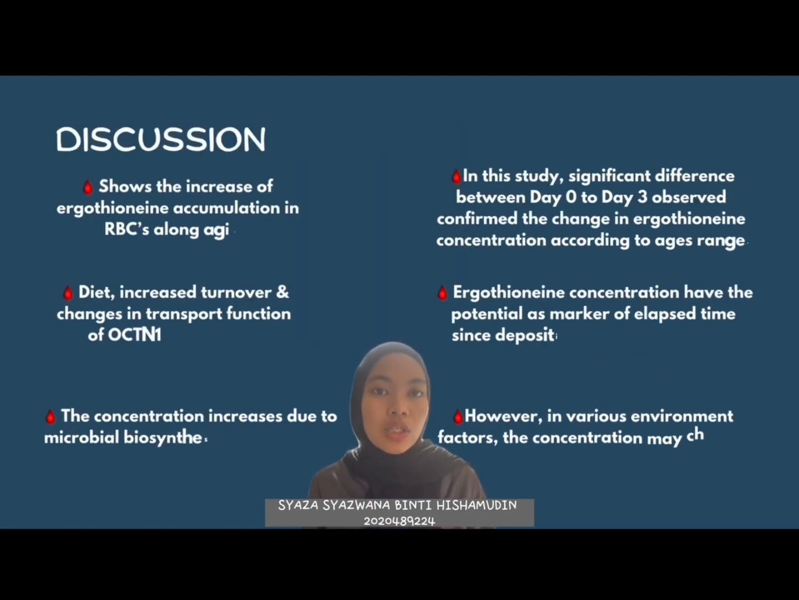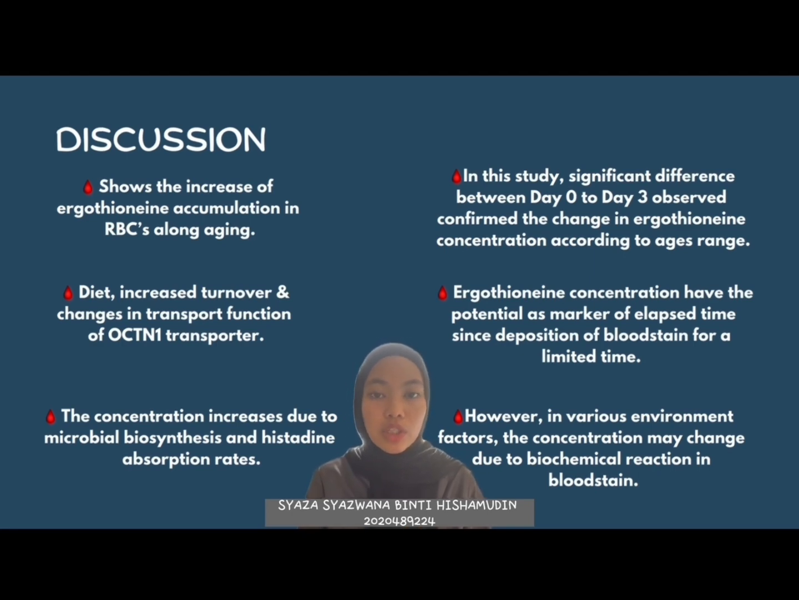Moving on to the discussion, ergothioneine accumulation in red blood cells increases along with aging. The factors that affect the increase of ergothioneine concentration are diet, changes in transport function of the OCTN1 transporter, as well as microbial biosynthesis and histidine absorption rates. So in this study, the significant difference observed between day 0 and day 3 confirmed the change in ergothioneine concentration according to age range. Thus, ergothioneine concentration has the potential as a marker of elapsed time since deposition of a bloodstain for a limited time. However, in various environmental factors, the concentration may change due to biochemical reactions in the bloodstain.